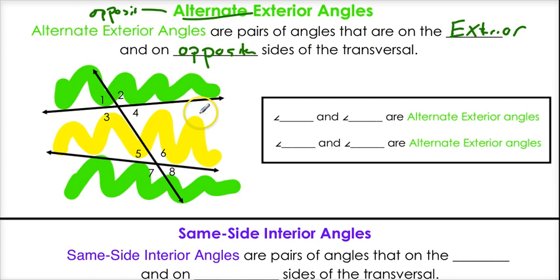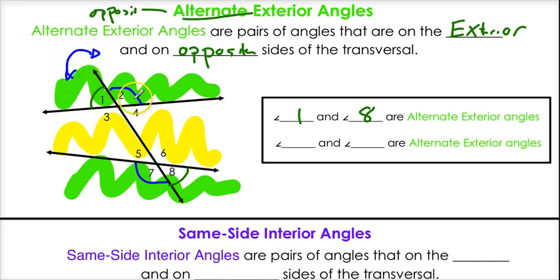So where would those be? Well, let's see. We know that these angles right here on the exterior are 1, 2, 7, 8. So we need two angles that are on the exterior and opposite sides. So an example of that would be 1 and 8. You see how those are both on the exterior and they are on opposite sides of the transversal. So 1 and 8. And the other one would be 2 and 7. See how these are both on the exterior in the green area and they are on opposite sides of the transversal.